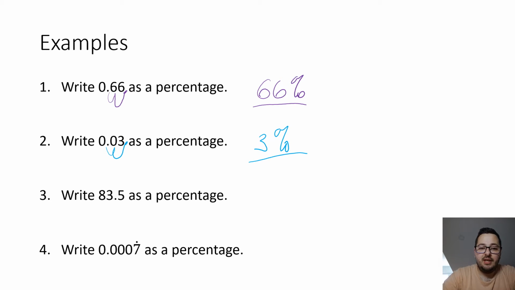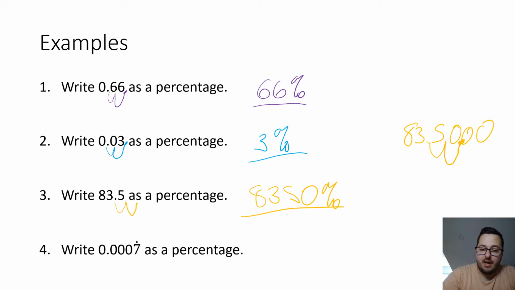The next one is 83.5. Now this is going to move 1, 2. Now here we've not gone past a number, but what you can do is 83.5, we can stick in as many zeros as we want, and then it's easier then to go 1, 2, that's my decimal point, so this is 8,350%.